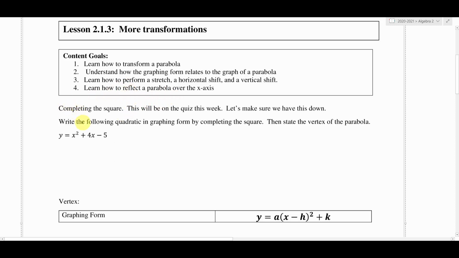We're going to start off with some completing the square. This will be on the quiz this week, so we need to make sure that we have this down. We started talking about it last week, but we want to make sure that we definitely have it down by the end of this week.